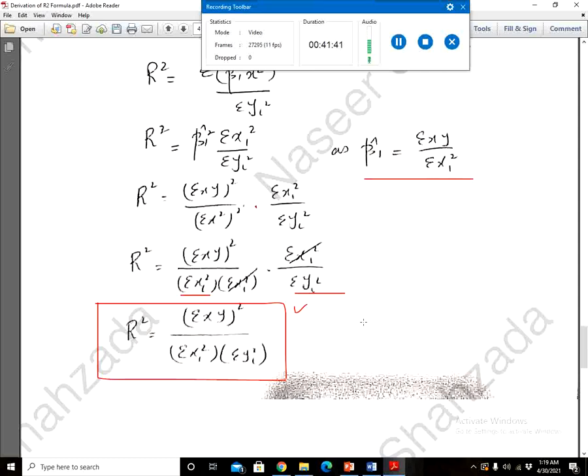resembles the formula of r, and we have studied the formula of r, that is summation xi yi divided by summation xi square under root into summation yi square under root.